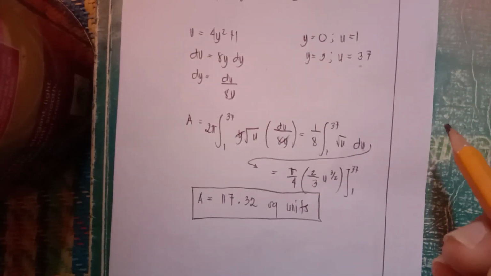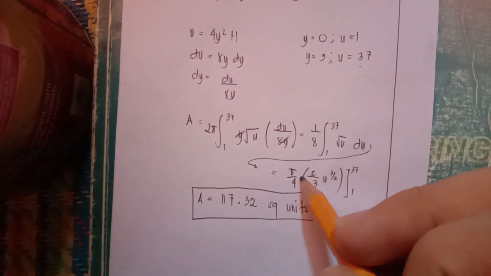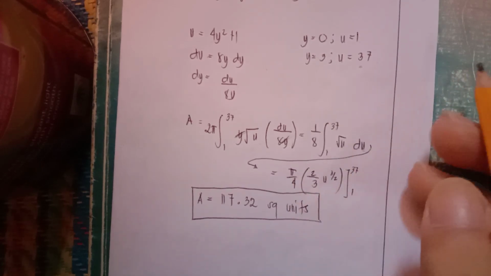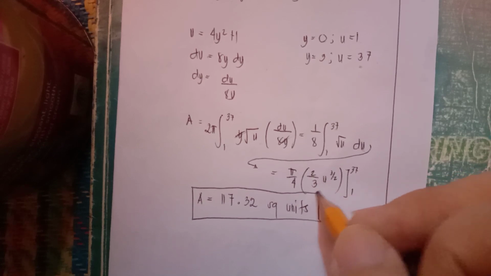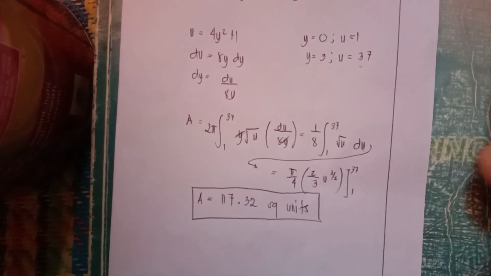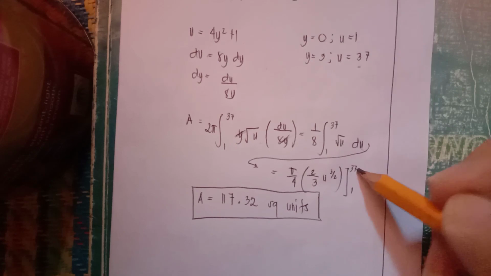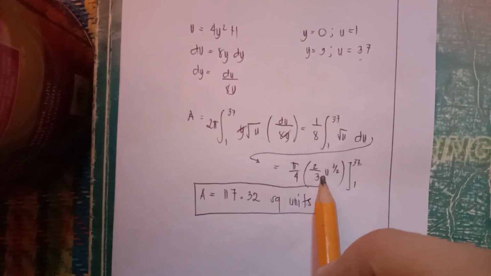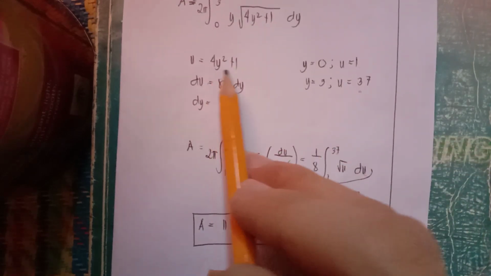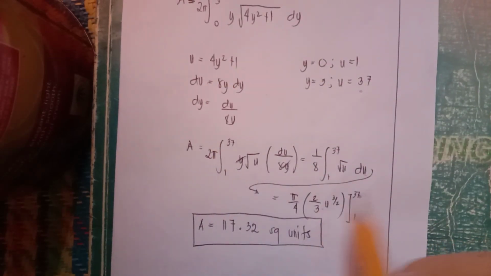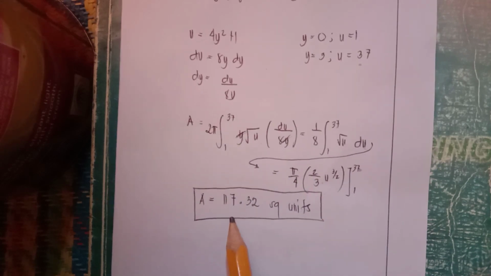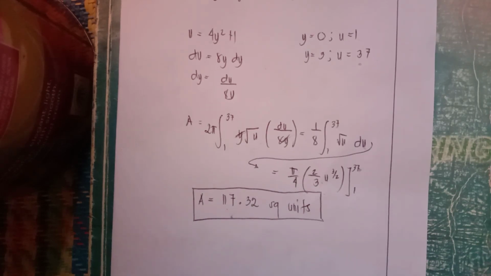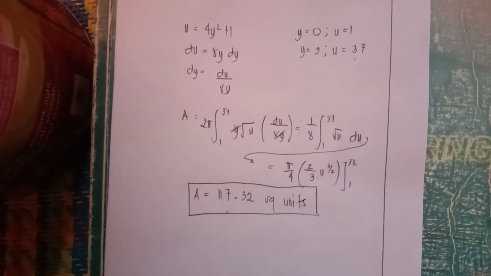So it is now pi over 4 times the quantity 2 over 3 u raised to 3 halves, with the limits 1 to 37. Then when inputting in the calculator, we substitute u, which is 4y squared plus 1. Then when inputting in the calculator, the final answer is 117.32 square units.